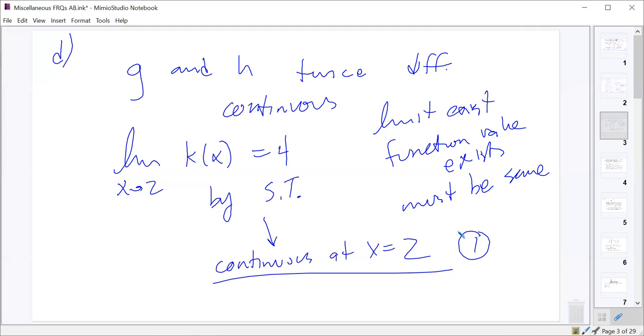So we know that these are continuous, and since they're continuous and k exists for all those same values, it must be continuous at all the points except maybe at 2. The squeeze theorem tells us that the limit at 2 is 4, which means that it must be continuous at 2 because all of those things match up. Does that make sense to everybody?